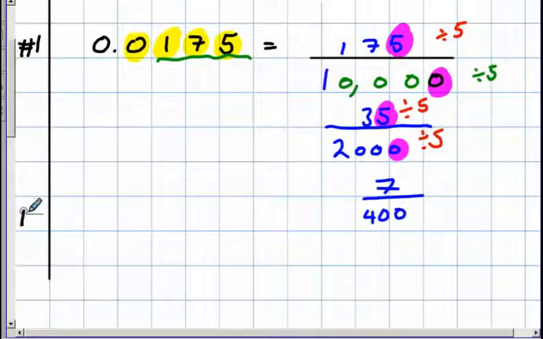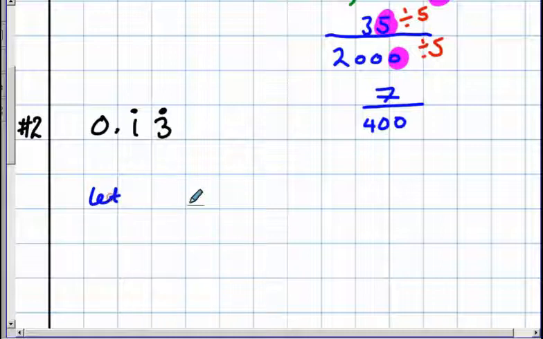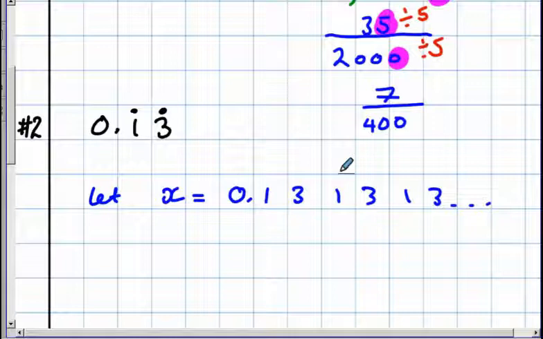Now, here is where it gets tricky. 0.13 recurring. How do I turn that into a fraction? This is what you do. We're going to introduce a bit of algebra to help us. We're going to let x equal 0.13 recurring. Do you see how we use the other longer notation for recurring numbers? I had 2 figures recurring.